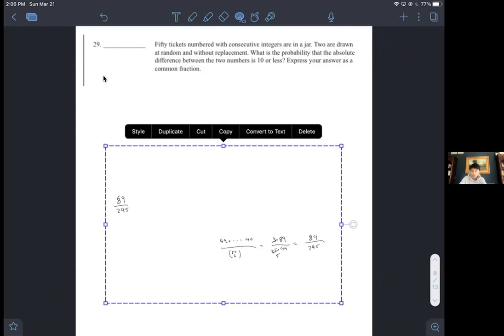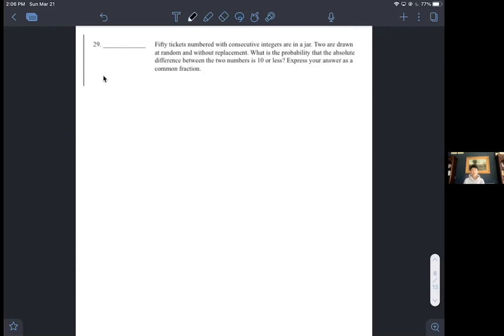50 tickets numbered with consecutive integers are in a jar. 2 are drawn at random and without replacement. What is the probability that the absolute difference between the two numbers is 10 or less?